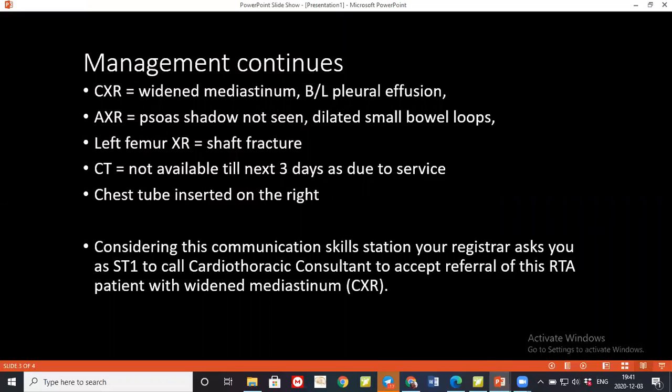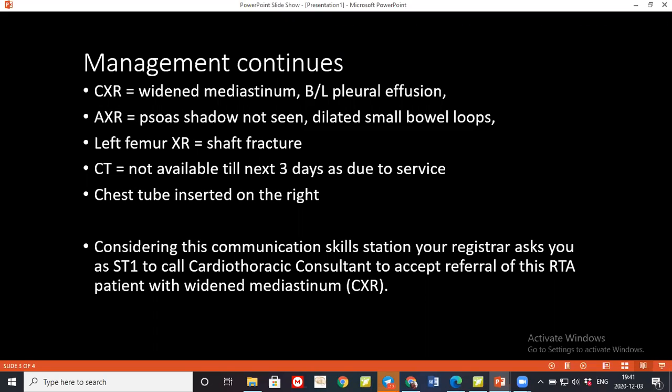So far we have managed the patient. We have given 4 liters of crystalloid fluids, and we have taken blood for cross matching and blood grouping, and we have arranged 6 units of blood, but they are on standby. And we have put a chest tube on his right side for the pleural effusion. Our main concern is that he has this widened mediastinum. So if he could be immediately transferred to your center for urgent management.